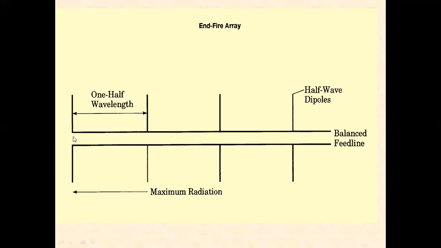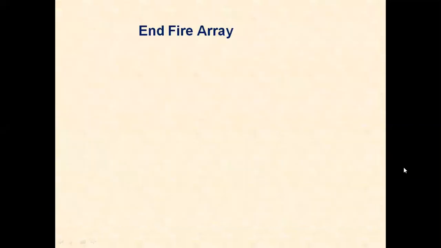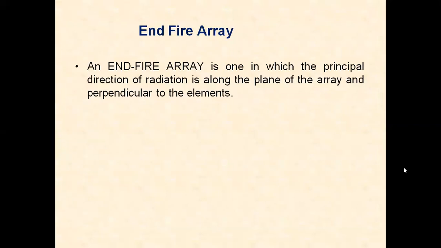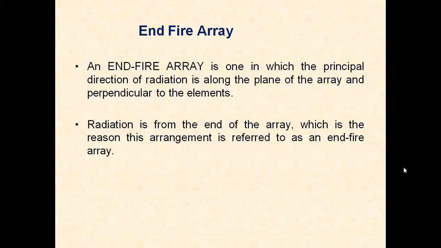If you want to radiate the signal from left to right, feed the signal from left, and progressive feeding is done, and then the individual antennas will have their directivity. Then we are getting the overall directive gain, the maximum directivity is increased. In this particular direction, you are getting maximum radiation parallel to the array axis by using the end-fire array mechanism. An end-fire array is one in which the principal direction of radiation is along the plane of the array and perpendicular to the elements. Radiation is from the end of the array, which is the reason this arrangement is referred to as end-fire array.